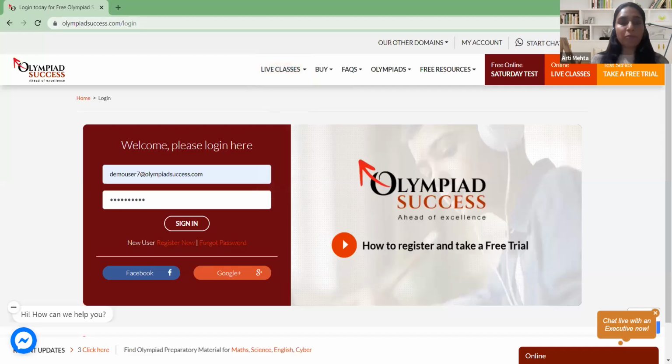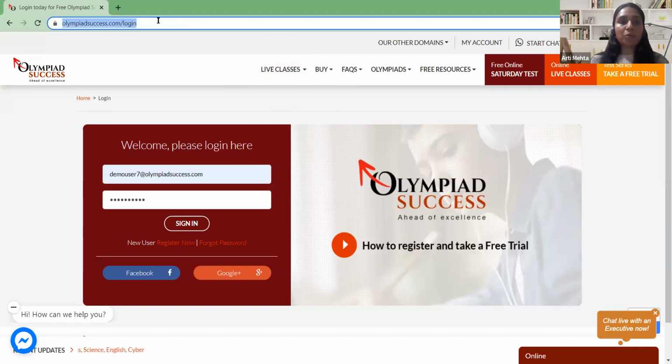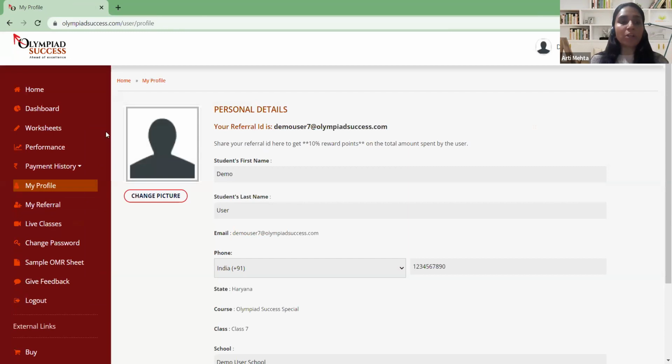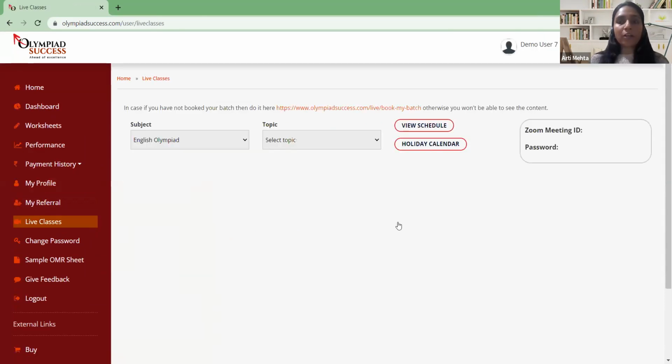Okay, so students, once you enroll for this program, you will be getting your credentials. You need to log in here. The login link is olympiadsuccess.com/login. You have to enter your credentials and then click on the sign in button. Once you are signed in, you will be redirected to your profile page. What you need to do is, there are two important links on the left panel which you see. First is live classes. Once you click on that, you have to click on Maths Olympiad.